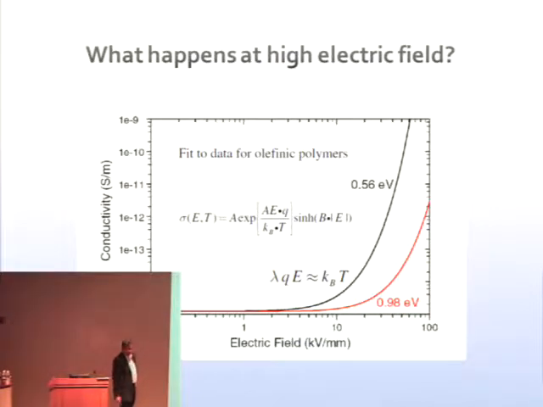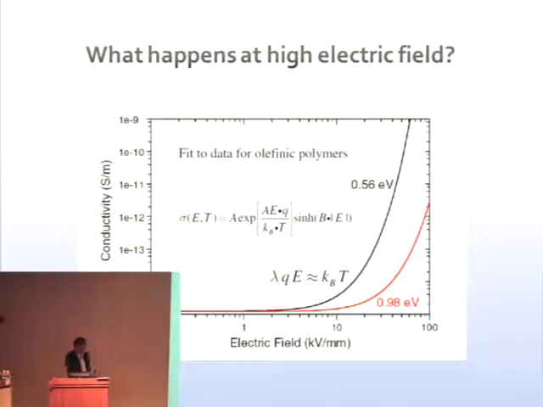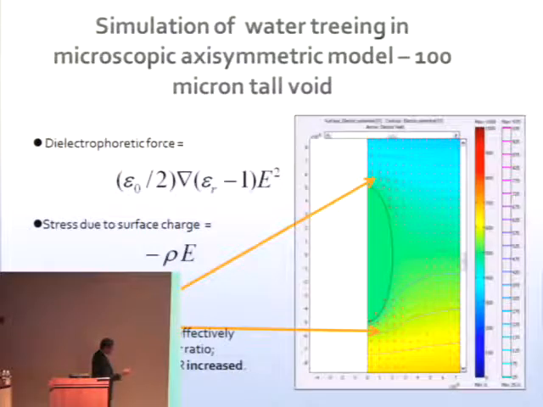I agree entirely. Yeah. I took some results from the grand young man of water treeing. This is Steve Boggs' results showing the effect of the electric field on the conductivity, right? So as you go up in electric field, the effective conductivity increases. Yeah, the red line would be more typical of polyethylene. Either one will do fine, okay? So what does that mean?